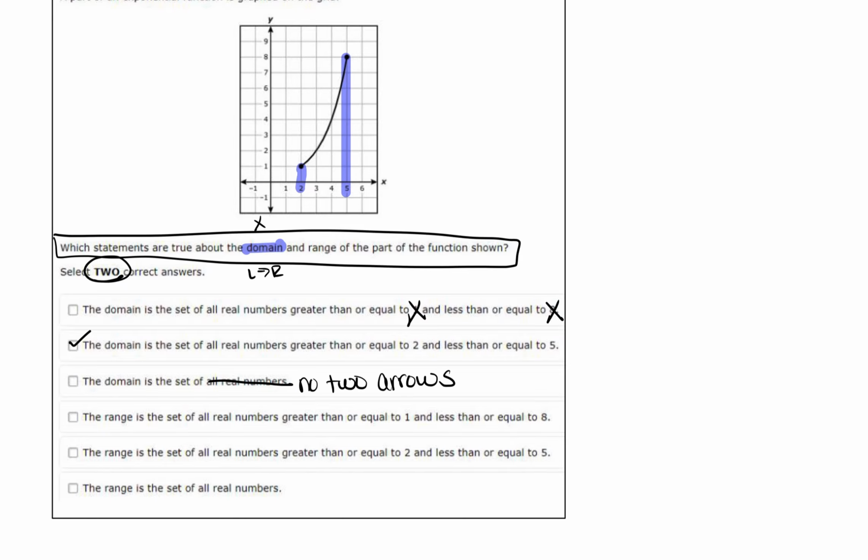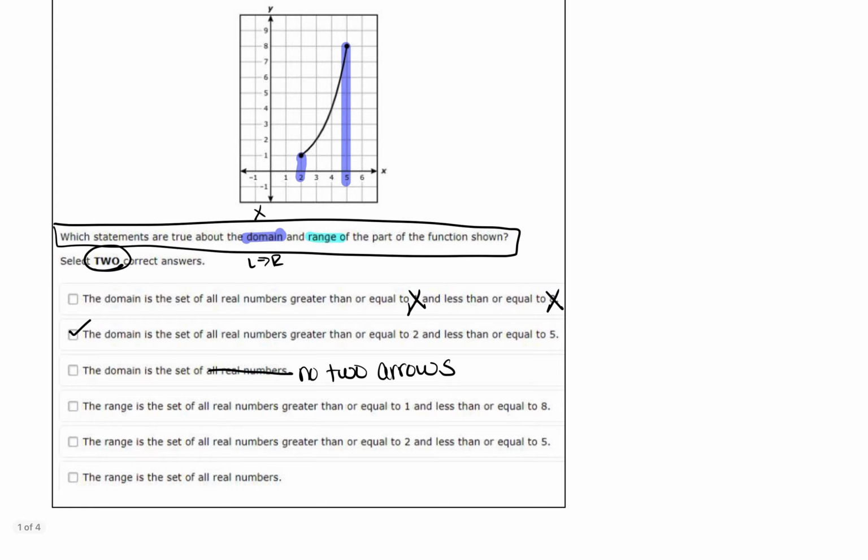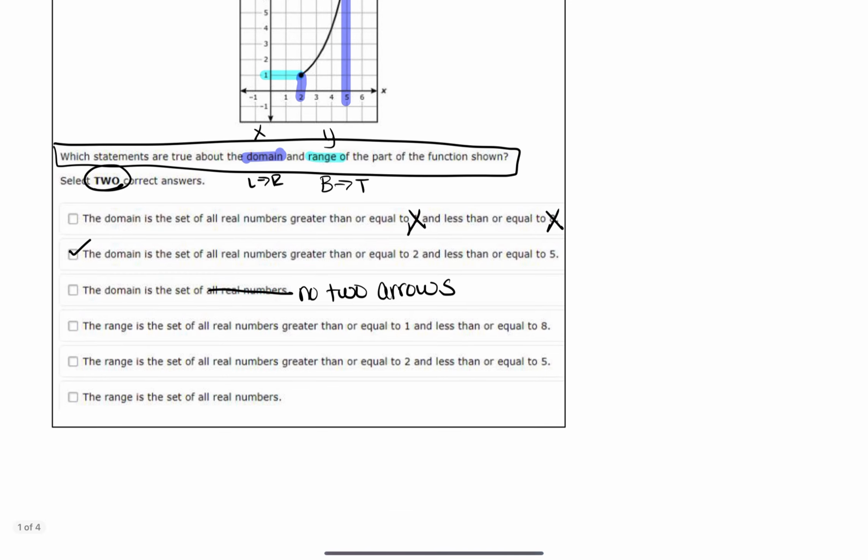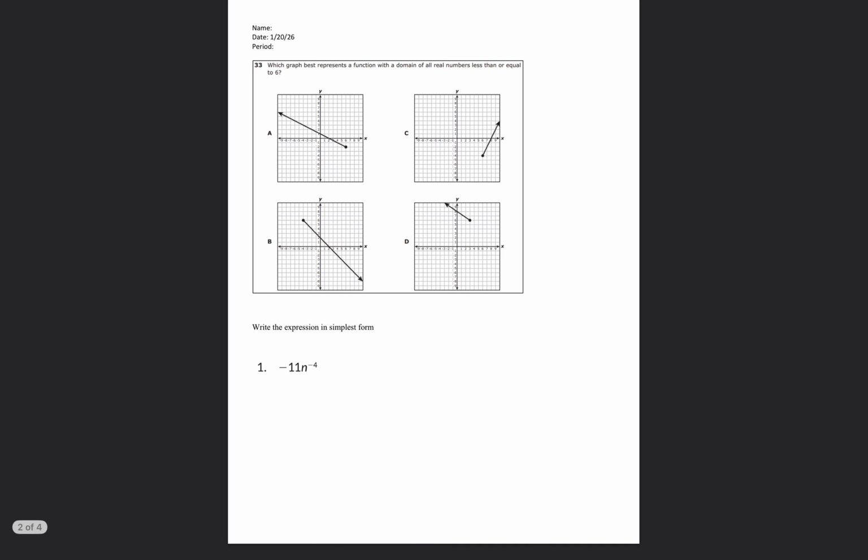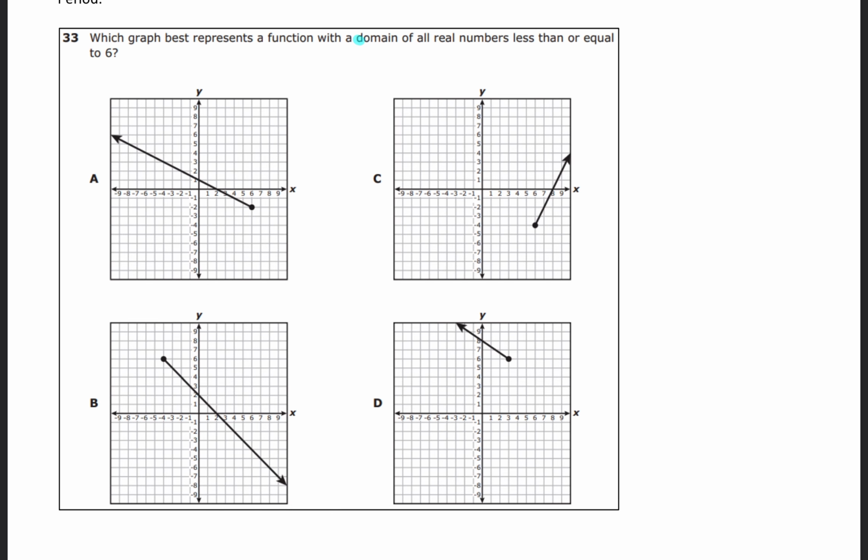Then the second one is going to be asking for your range, which is going to be your Y, and it moves bottom to top. So your Y is your bottom number, which is 1, and your top number, which is 8. The first one's good. The second one is not 2, not 5, and it's not all real numbers because there are 2 points. Range is not always all real numbers when there's 2 arrows, so we're going to write that there's 2 points, okay?